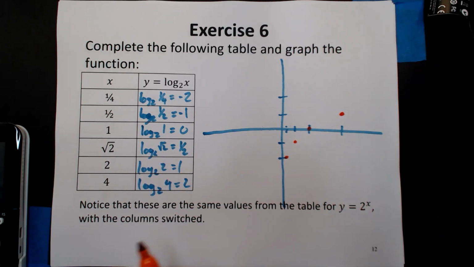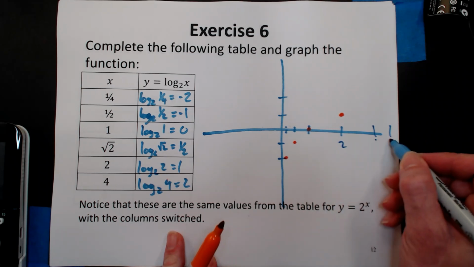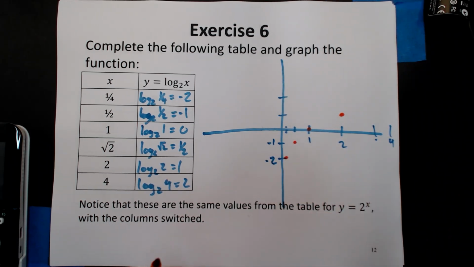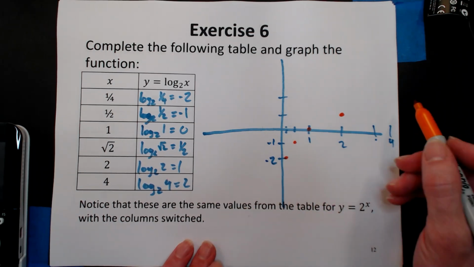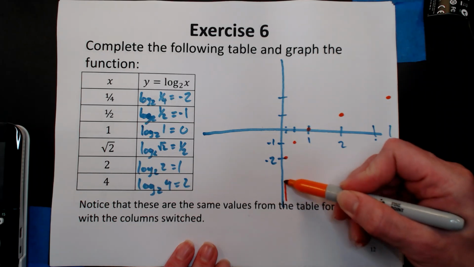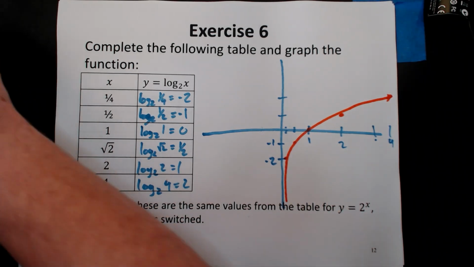And then at 4, which would be over here somewhere, this would be 2, this would be 4, 1, -1, -2. I always do this, but I just don't center my graph very well. Have it, and we get something that looks like this. Remember, it's the inverse of the exponential function.